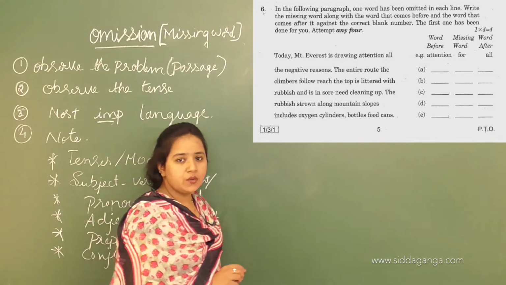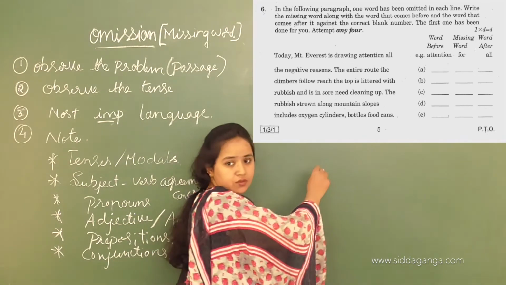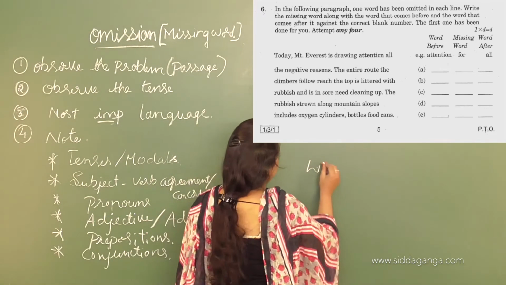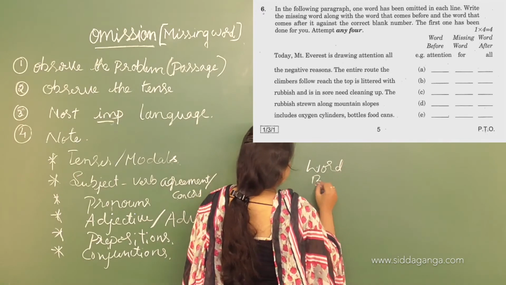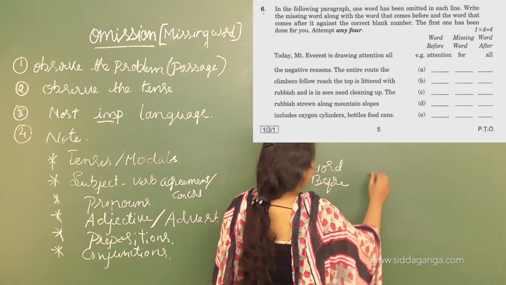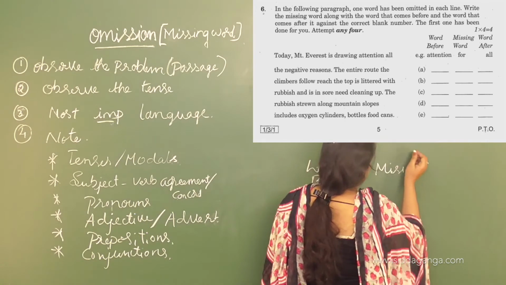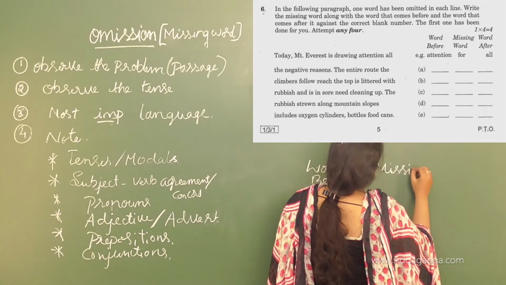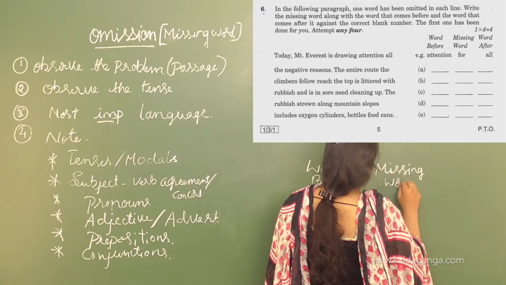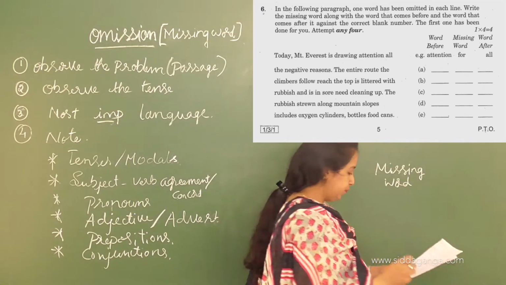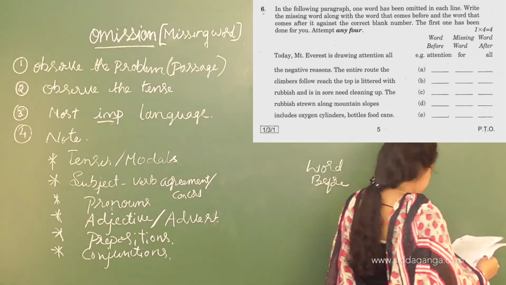So here you have three columns. What are those? First is the word before, then the missing word, then the word after.